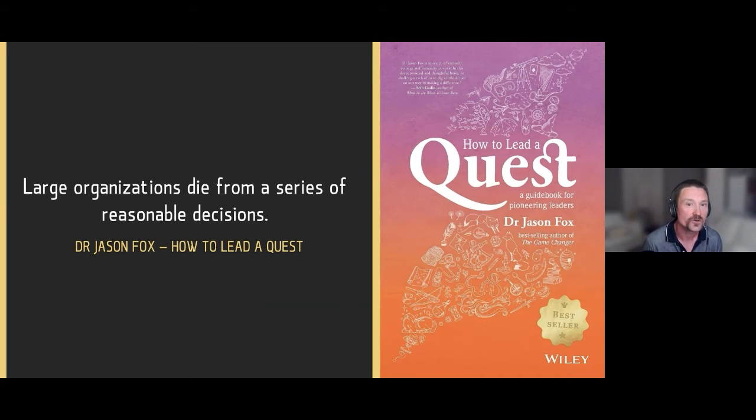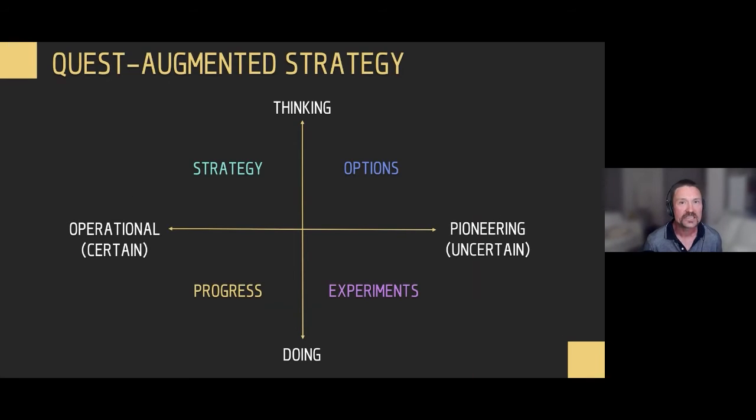And in the book called How to Lead a Quest by Dr. Jason Fox, he introduces a really nice metaphor for this challenge that's facing companies. It's called the Kraken of Doom, and that is the monster that awaits companies who can't adapt to changes in the environment. And in this book, he defines a model for approaching different types of work, from the certain, that is the established products that you have, through to the more pioneering work, so the experiment where cause and effect is not clear.